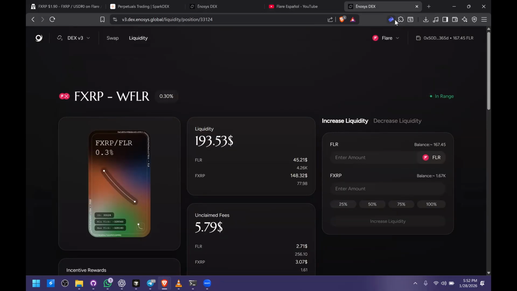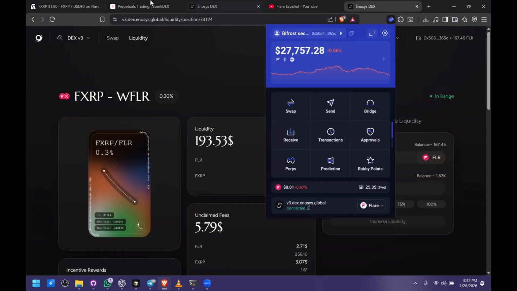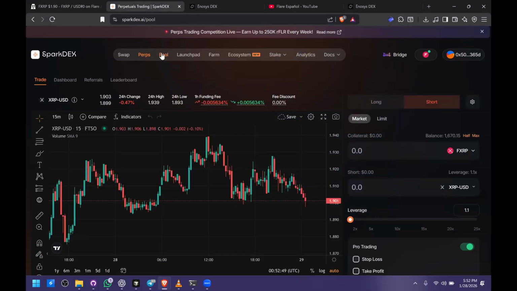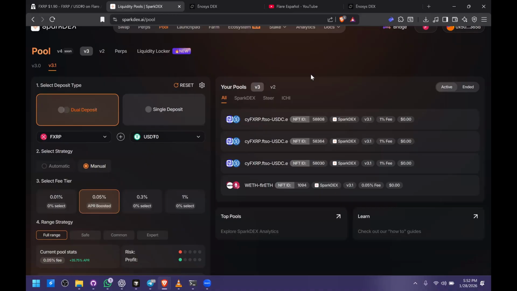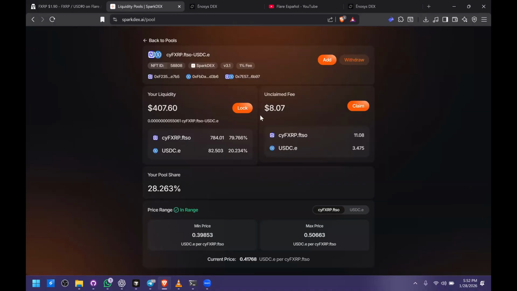Okay, so let me see if I have a pool that is out of range. Maybe here. Yeah, here it is. So I have this pool, and as you can see, this one is from 0.39 to 0.50, and we're at 0.41. So I'm close to the edge at the bottom. And as you can see, I have 80% in Psi FXRP and only 20% in USDC.